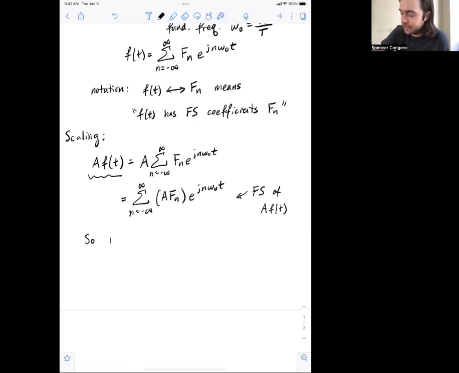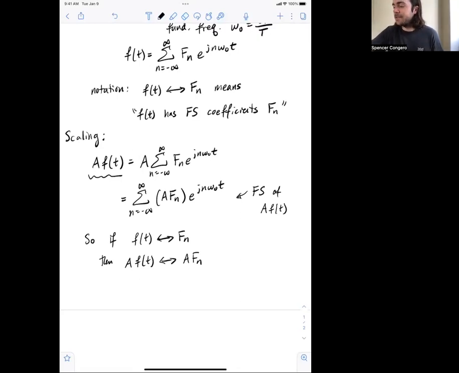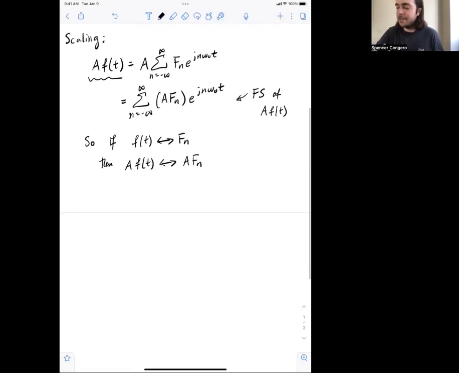So I'll just summarize that. If f of t has Fourier series coefficients f sub n, then if I multiply f of t by a constant, the Fourier series coefficients get multiplied by that same constant. So that is the scaling property. And I think all the properties we do today are going to follow a similar form. We're going to change our function in some way, which is what I was talking about at the start. And then we're going to try and see if we can obtain the Fourier series coefficients of that new function in terms of the Fourier series coefficients of the other function.